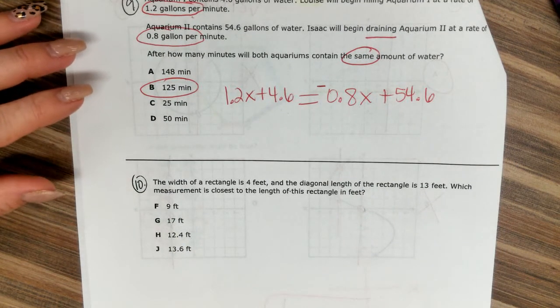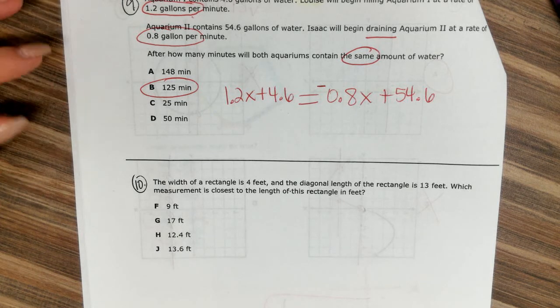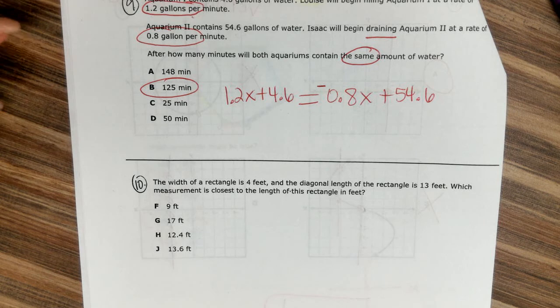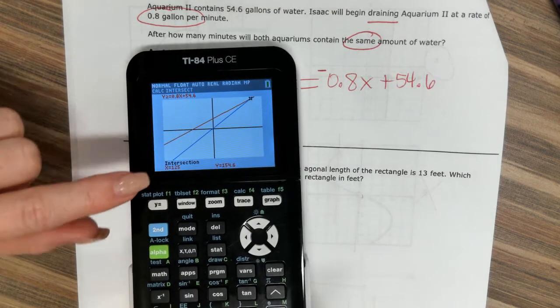Make sure you know how to zoom out if you can't see the intersection. Any questions? So you hit second trace, option 5, wait for it to graph, enter, enter, enter. And your answer is always right here where it says intersection x equals.